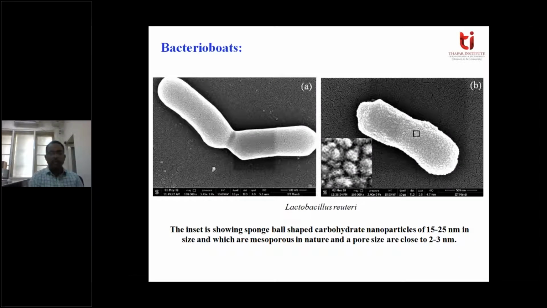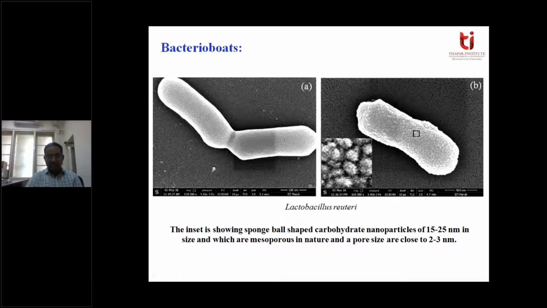So what I was talking about is we took this bacteria Lactobacillus reuteri. We also did it with Bifidobacterium. So you can take any probiotic bacteria for these kinds of purposes. Normally these bacteria look like something like this, and if you put this nanoparticle on the surface of the bacteria, you can see the surface was smooth, but after putting these particles on it, the surface has become very rough in nature.